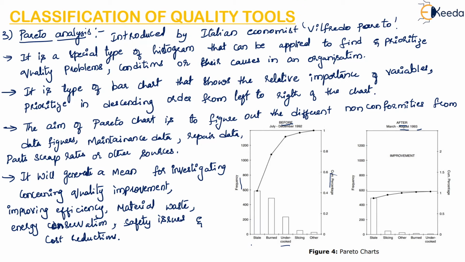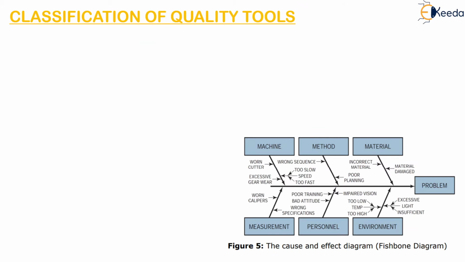So this is about the Pareto analysis. The next type of tool is the Fishbone diagram, also called the cause and effect diagram.